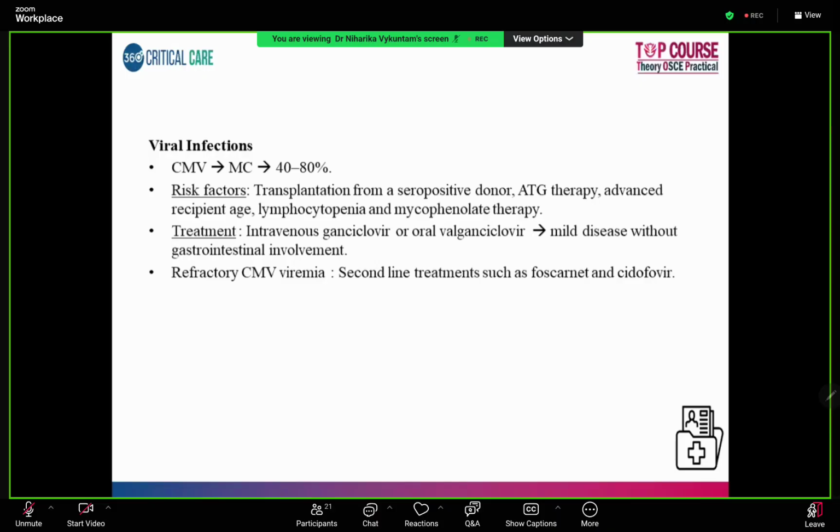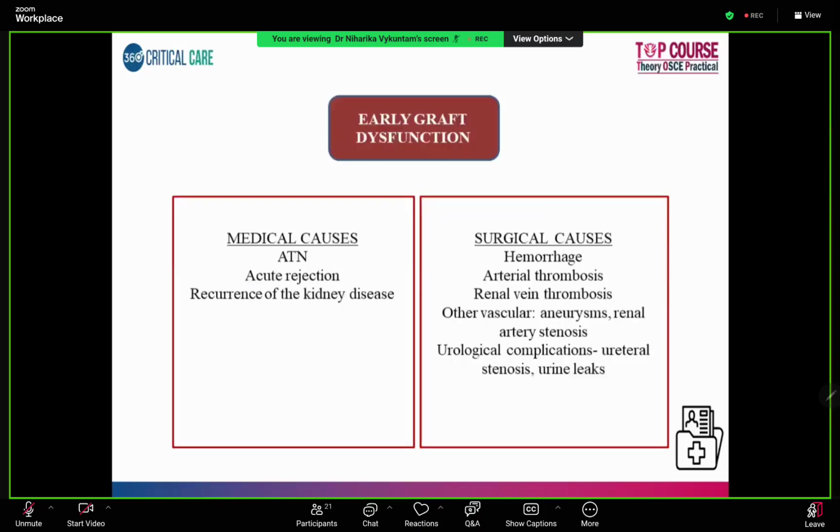So what is the treatment? You either give an IV ganciclovir or an oral valganciclovir if the patient has a mild disease without any gastrointestinal involvement. But if the patient has a GI involvement and has a refractory CMV viremia, then you should use second line drugs such as foscarnet and cidofovir.